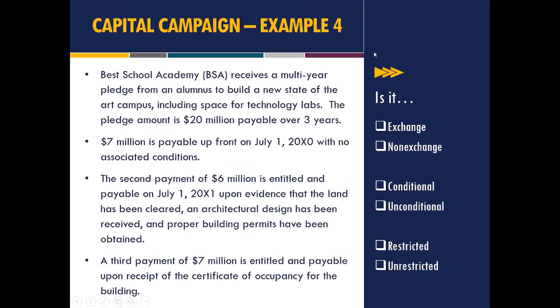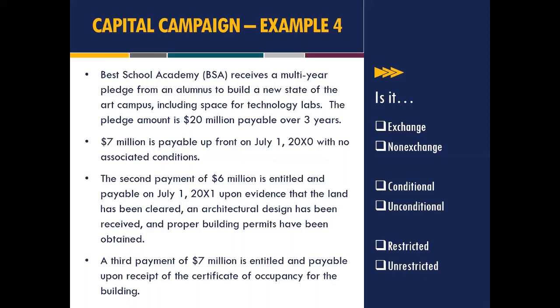All right, so we have a couple more examples here. Lots of examples. We're hoping that will help to solidify what the answers might be for some of these. First example here, we have Best School Academy receives a multi-year pledge from an alumnus to build a new state-of-the-art campus, which includes some space for a technology lab. The pledge amount is $20 million, payable over a 3-year period.